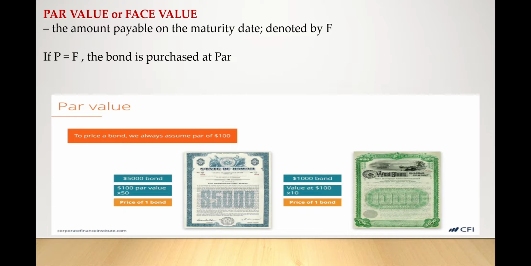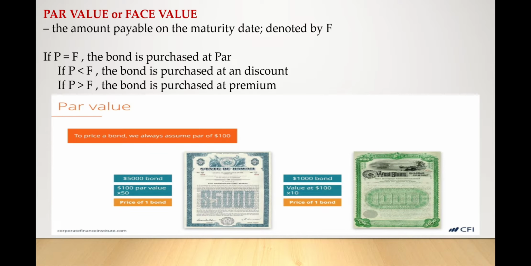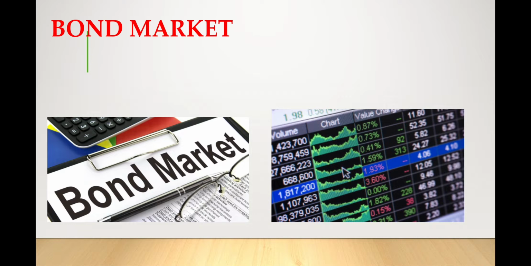If the price of the bond is equal to the face value, the bond is purchased at par. If the price of the bond is less than the face value, the bond is purchased at a discount. And if the price of the bond is greater than the face value, the bond is purchased at a premium.